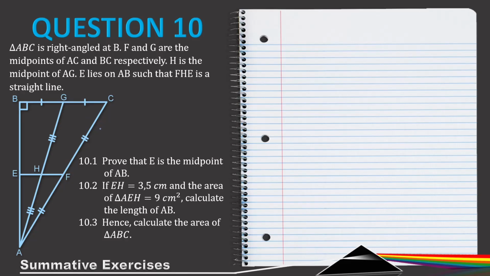Okay, 10.1. Prove that E is the midpoint of AB. Now, with the midpoint theorem, in the question so far, we've only used it from the one side. It actually also goes both ways.